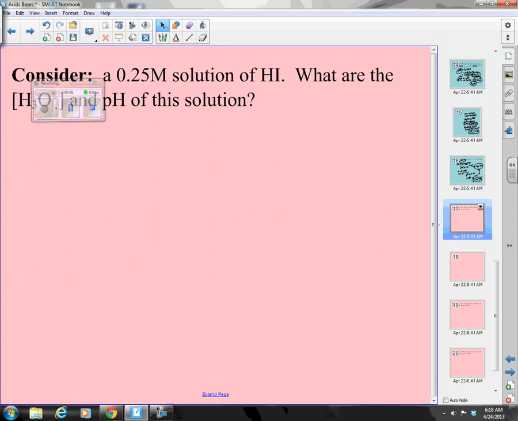So, we are in our unit on acids and bases and titration, and let us take a look at what's going on here. Consider a 0.25 molar solution of HI. We know what HI is, right? That is hydroiodic acid, and we've memorized it as one of our strong acids, so we know that's a strong acid. What are the hydronium concentration and the pH of this solution?